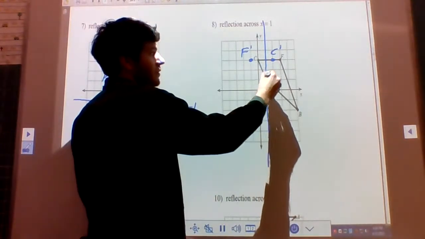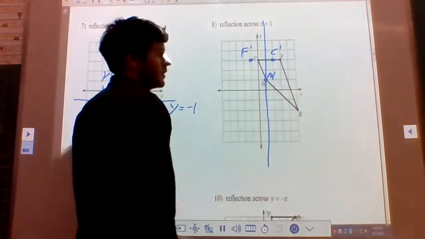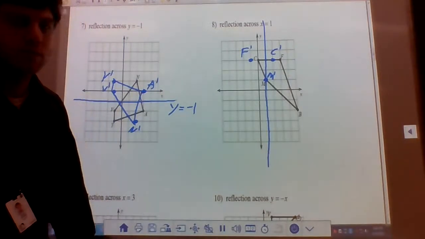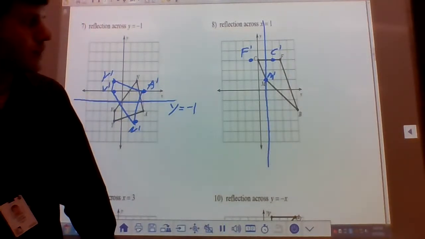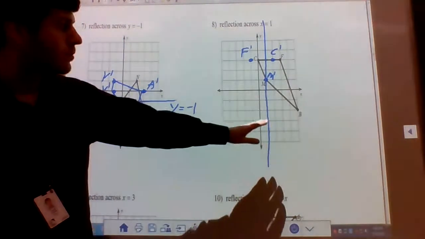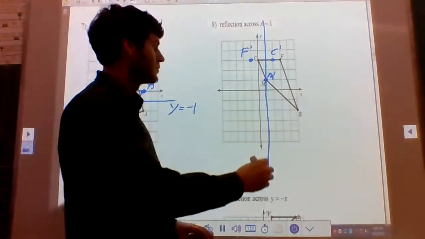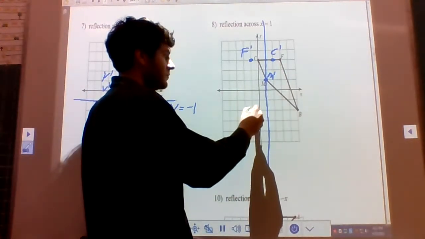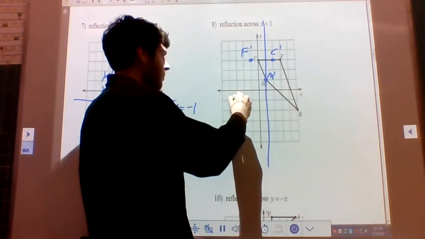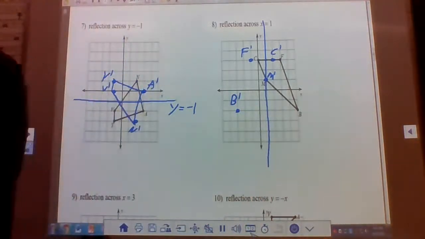M is on the line, so M prime is also going to be on the line. It's going to be in the same spot. It's not going to move when it's reflected across the line x equals 1. B is 4 to the right, so B prime is 4 to the left. So here's our image.